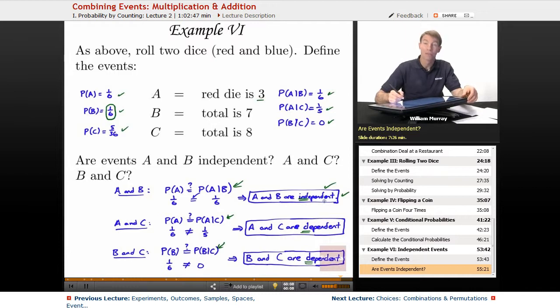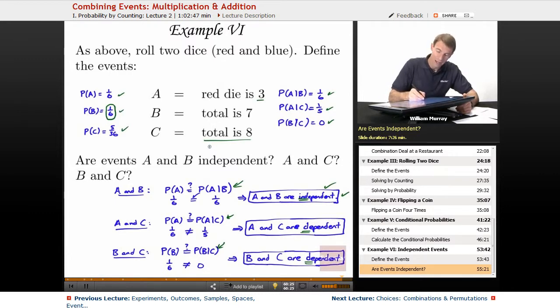How about A and C? The red die is 3 and the total is 8. You might think that that's similar to the previous one, the red die is 3 and the total is 7. But it's not, and here's why. To get the total being 8, let's think about how that can happen. How can the total be 8? Well, you can get a 2/6, you can get a 3/5, you can get a 4/4. These are all ways to get the total being 8. You can get a 5/3, or you can get a 6/2. In particular, for the total to be 8, you can't roll a 1 on either die.